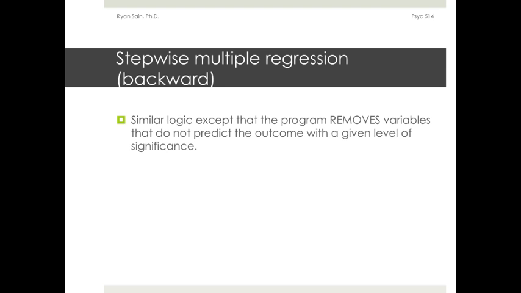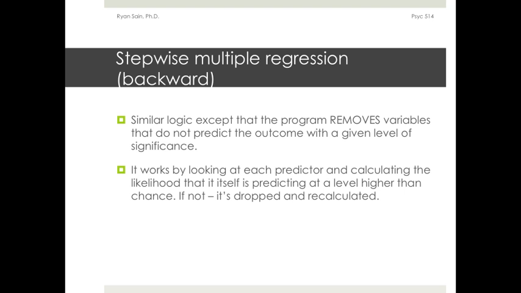So in this case, what we're doing is removing variables that do not predict at a certain level. So if we're saying 0.05 is the level of significance that we're after, we ask, okay, does this predict at that level? And if it doesn't, then it drops it, and then it reruns the analysis. Let's run it again, and it continues to drop those out. Right? So it works by looking at each predictor, calculating the likelihood that it's predicting at a level higher than chance. If not, it's dropped. Then the whole calculation is redone, and it keeps doing that until it finds the two or three that are significant. So the last two methods, forward and backward stepwise regression, are the most common ones.